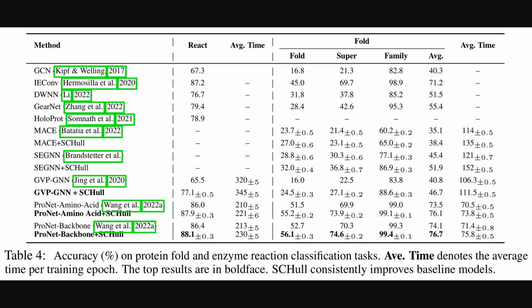So moving from atomic forces, this next table demonstrates Spherical Convex Hull's impact on classifying protein functions, like enzyme reactions and protein folds. The key metric here is accuracy, where higher percentages mean better performance. For several different graph neural network architectures, such as MACE, SCHull, and ProNet, incorporating Spherical Convex Hull consistently leads to improved accuracy on these challenging tasks. The average training time per epoch also shows these gains come without a significant computational burden, which is really promising.